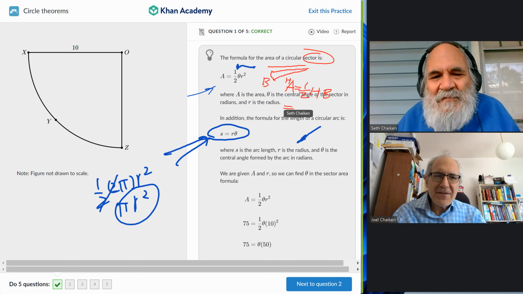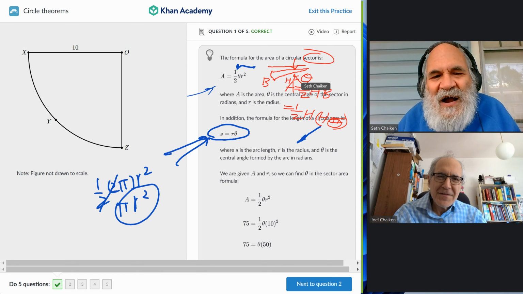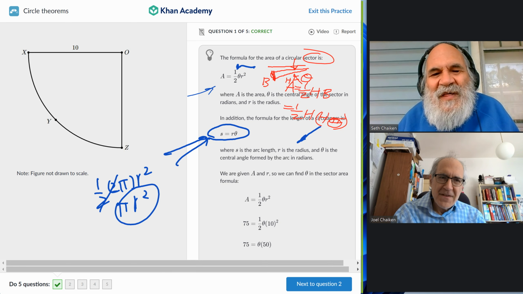The length of the base is approximately the angle times the radius, which in a tiny, skinny triangle is approximately the height. So that's where it comes from.